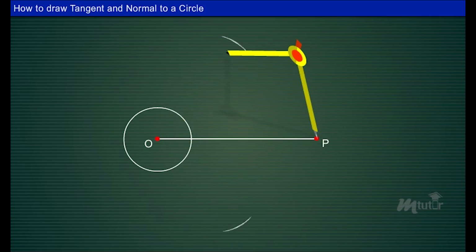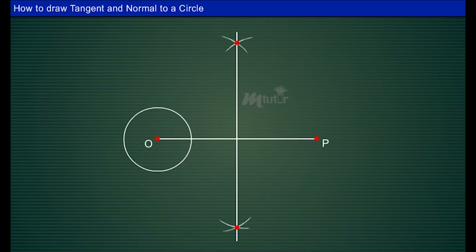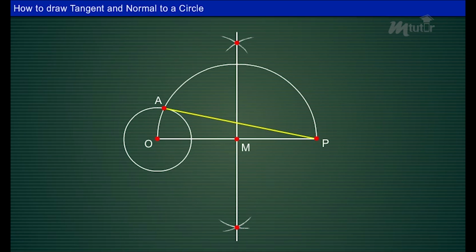Similarly, place the compass at P and do the same thing. Join the intersection points of the two arcs. We get the perpendicular bisector of OP, and that intersects OP at M. Thus, M is the midpoint of OP. Now, draw a semicircle on the line segment with radius OM at the center M. This semicircle intersects the given circle at a point. Let the point be A. Join AP. Hence, the line AP represents the tangent of the given circle.